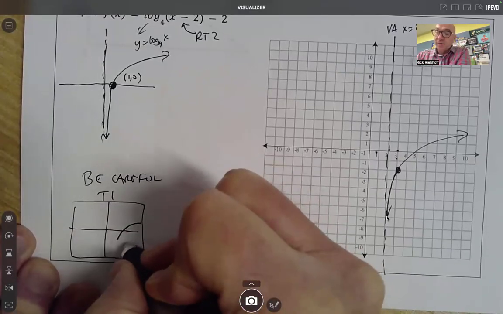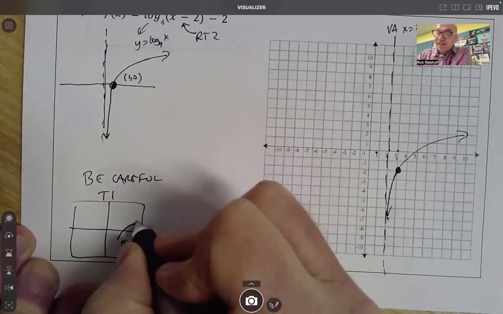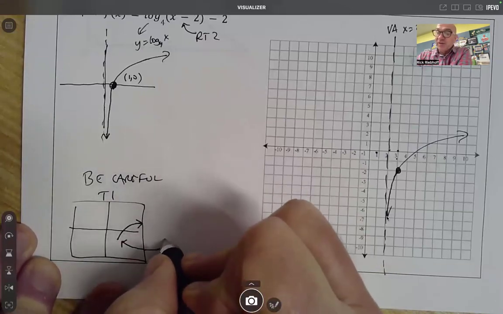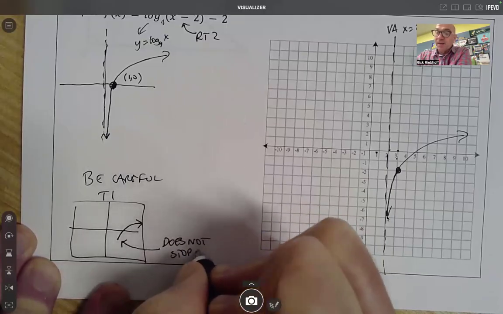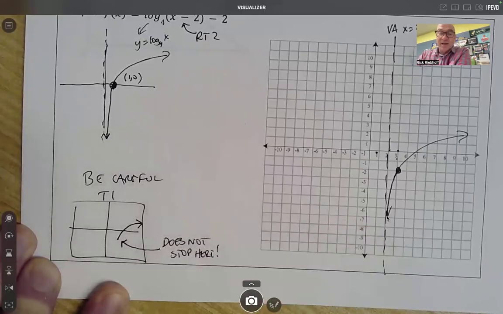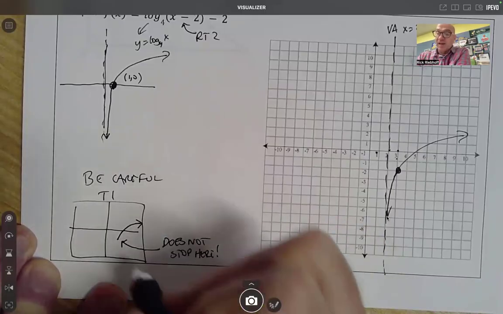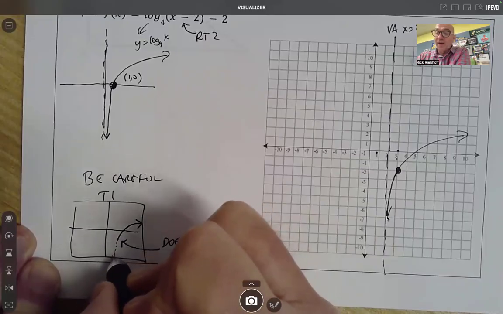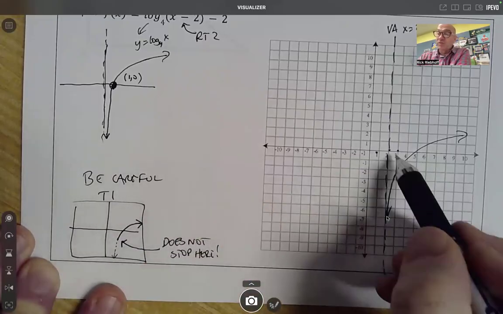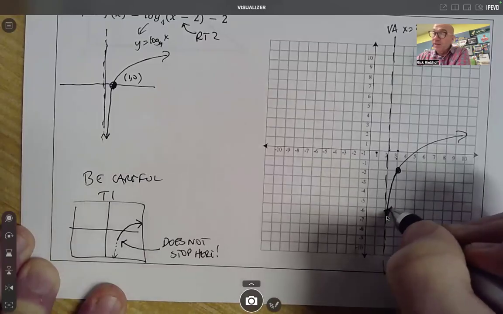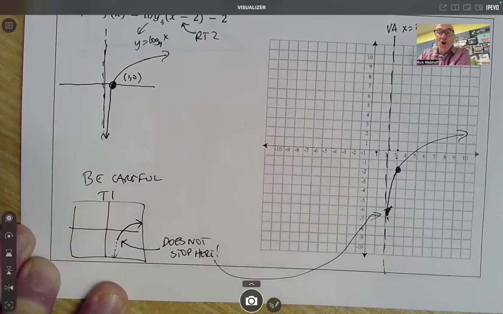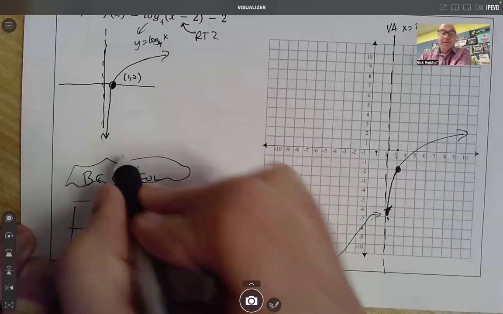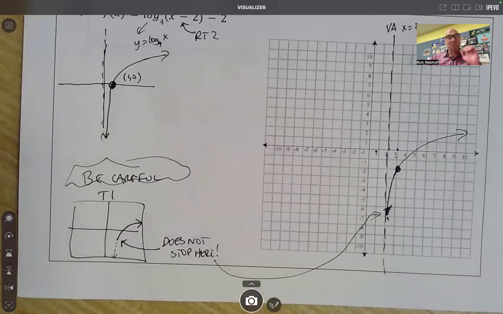So I'm just going to write yourself a little note here. This goes forever. This one, you can write in does not stop here. It does continue forever, getting closer and closer to this asymptote. It goes forever. All right, so I just want to make sure you don't get caught with that because it happens.